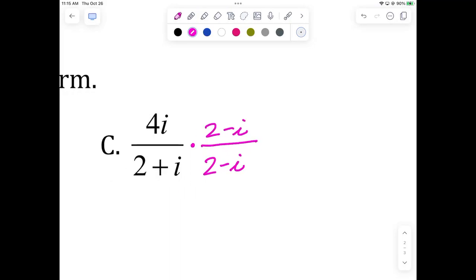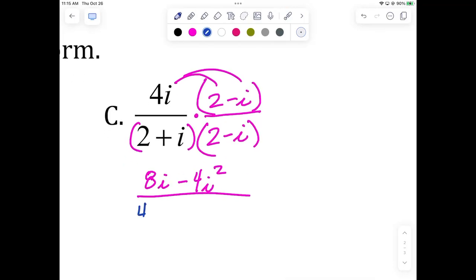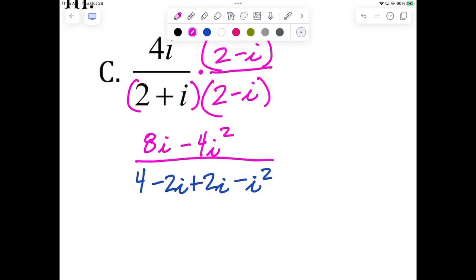And now I just multiply straight across. So in the top, I have to distribute. That is 8i minus 4i squared. That is the numerator. In the denominator, I shall FOIL and get 4 minus 2i plus 2i minus i squared. So my first step is just to expand. Now I will go through, if I have like terms, I'll combine them. And if I have i squareds, I'll change the sign of that term.